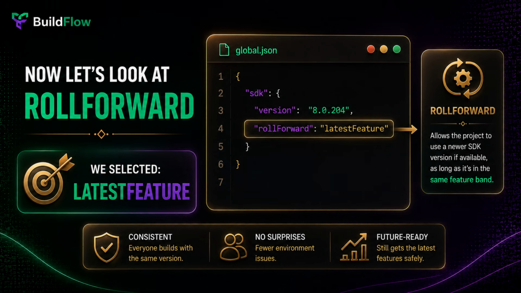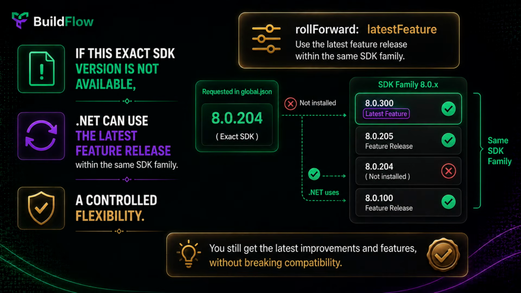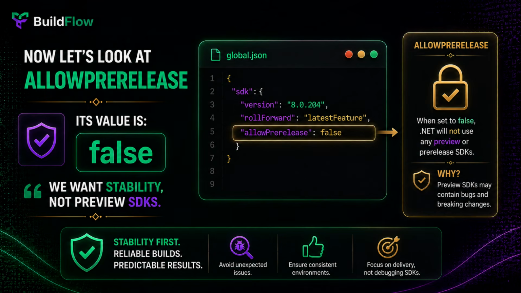Now let's look at roll forward. We selected latest feature. If this exact SDK version is not available, .NET can use the latest feature release within the same SDK family. A controlled flexibility. Now let's look at allow pre-release. Its value is false. We want stability, not preview SDKs.